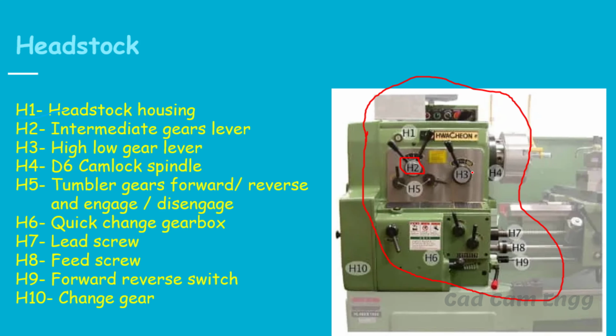For example, we have the car or we have the two-wheeler. Whenever we change the gear, the first gear has some low speed and high speed. Same thing when we change to the second gear; the second gear also has some low speed and high speed.